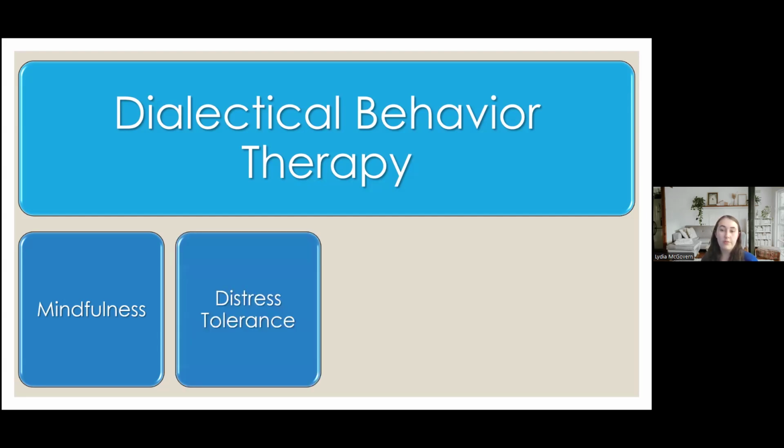The second is stress tolerance. They learn crisis survival skills. They learn to soothe themselves in healthy ways rather than becoming completely overwhelmed by their emotions or avoiding their emotions completely.